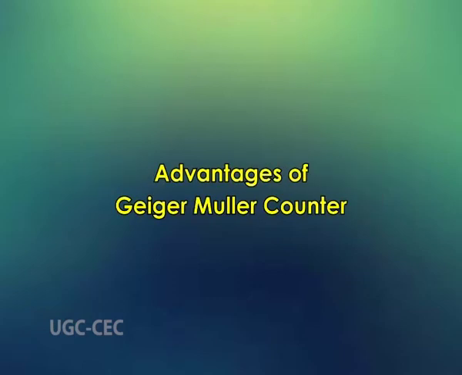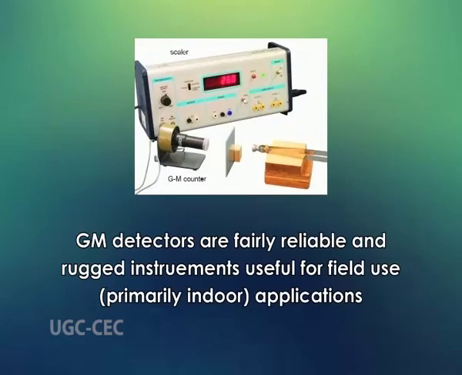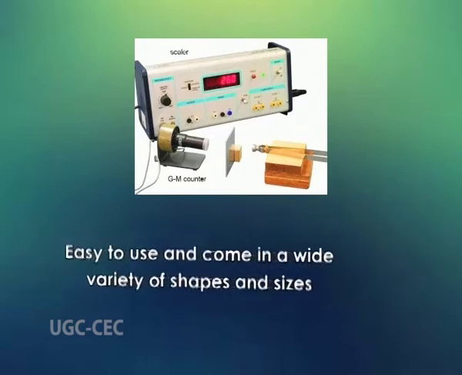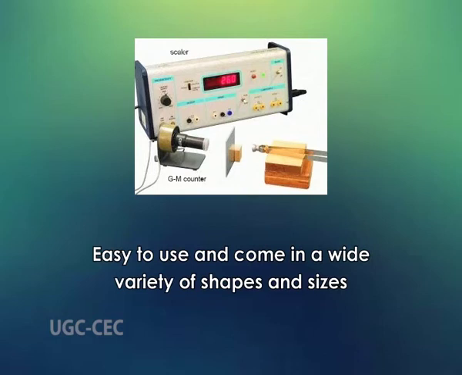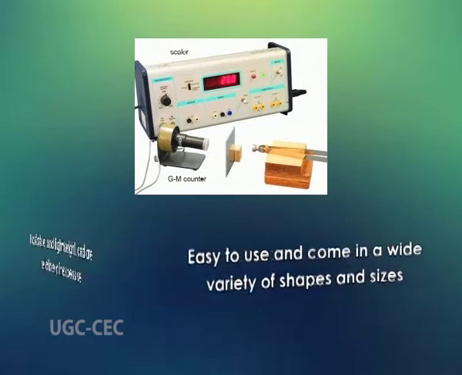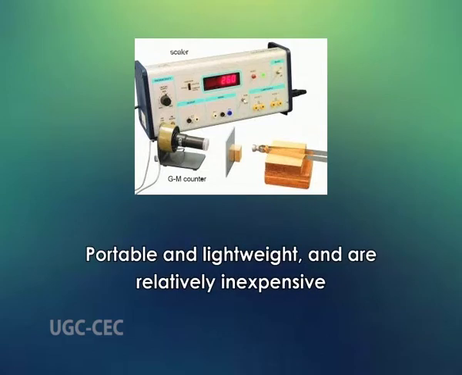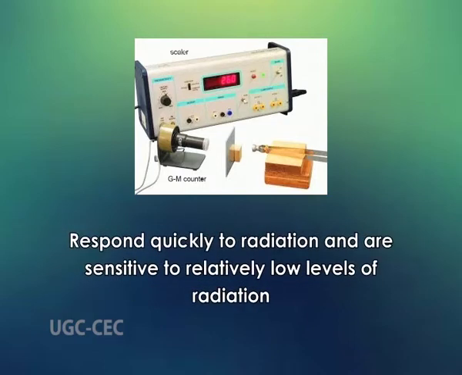Now, coming to the advantages of Geiger-Müller counter. First, GM detectors are fairly reliable and rugged instruments used for field use applications. Second is, they are easy to use and come in a wide variety of shapes and sizes. Third is, they are portable and lightweight and are relatively inexpensive. Fourth is, GM counters respond quickly to radiation and are sensitive to relatively low levels of radiation.